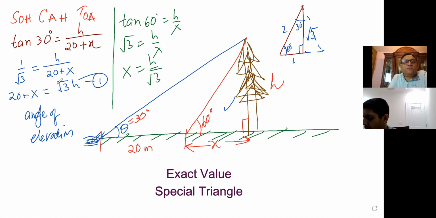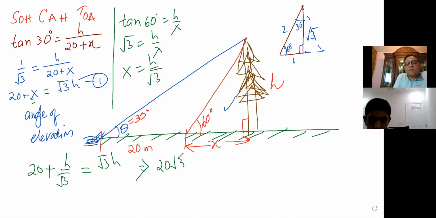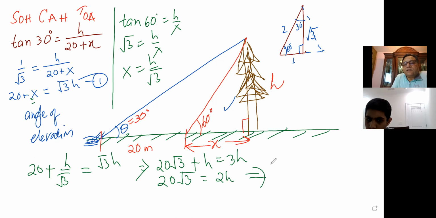So let's substitute the value of x here in the first equation. So we have 20 plus h over square root 3 equals square root 3 h. Multiply by square root 3 to simplify. So we get 20 square root 3 plus h equals 3h. And then you solve this equation. So we get 20 square root 3 equals 3h minus h, which is 2h. And that gives you the value of h as 20 square root 3 over 2, or 10 square root 3.